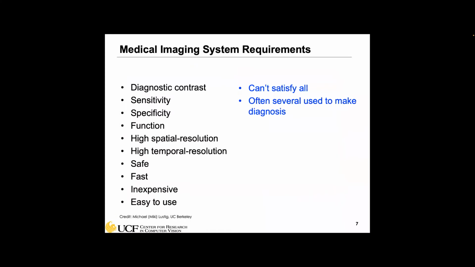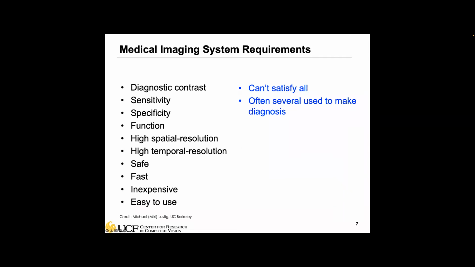So there are a couple of requirements for these medical imaging systems. First is the diagnostic contrast, right? For images, we are talking about the pixel values, we want to have some contrast, so you're able to see maybe different tissues, different organs of the body.